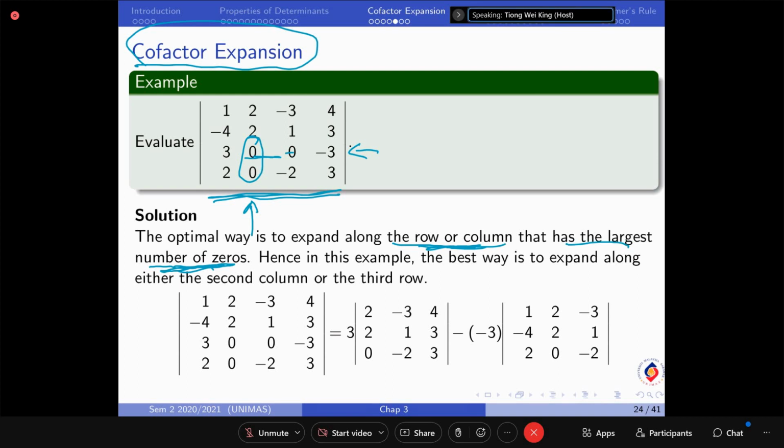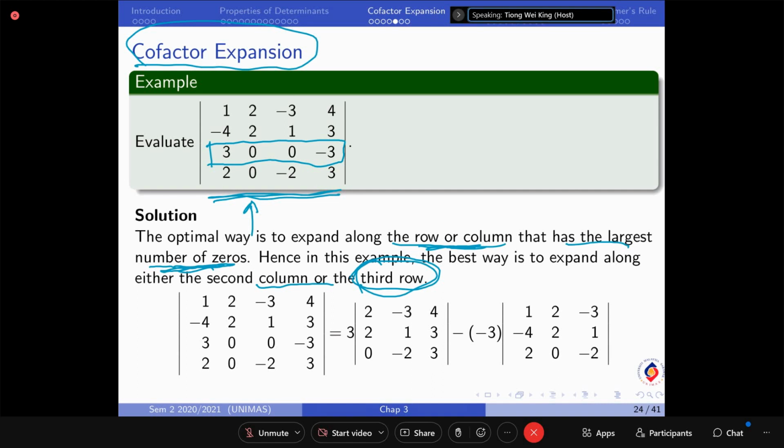Now let's say in your matrix there is no 0 at all. Then you pick any row or any column at your convenience. Normally, I will choose the one that has the smallest integer, not the big integer, the smallest one. Now let's say here I choose the third row. I focus on this, and you take this to do your cofactor expansion.